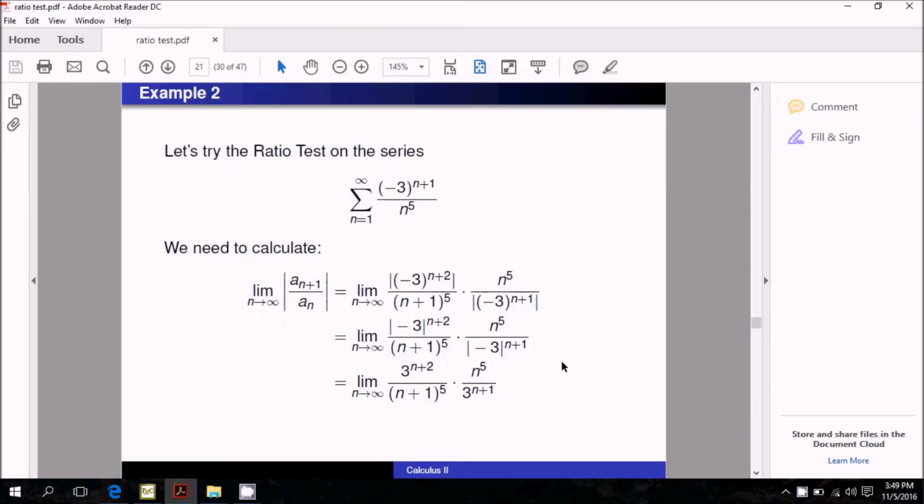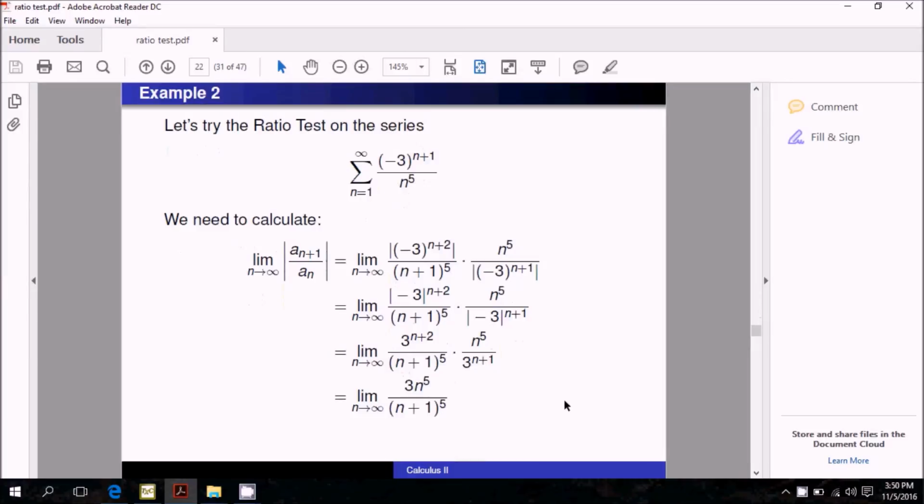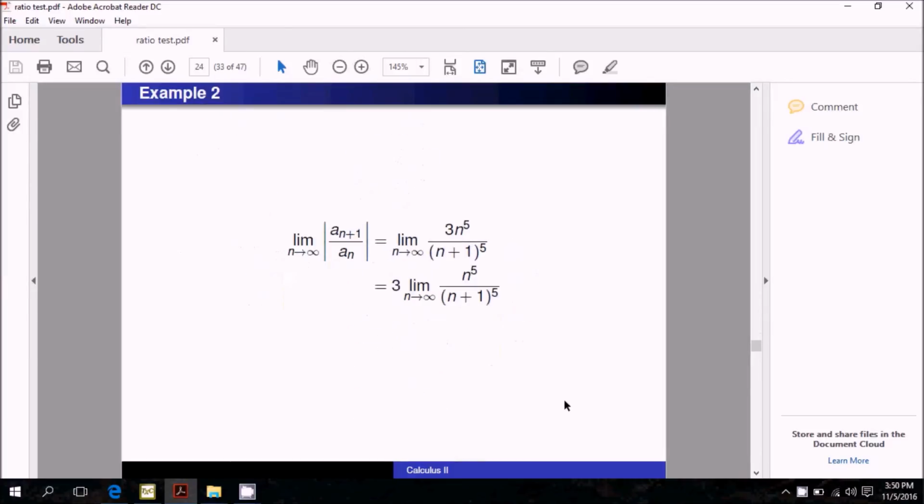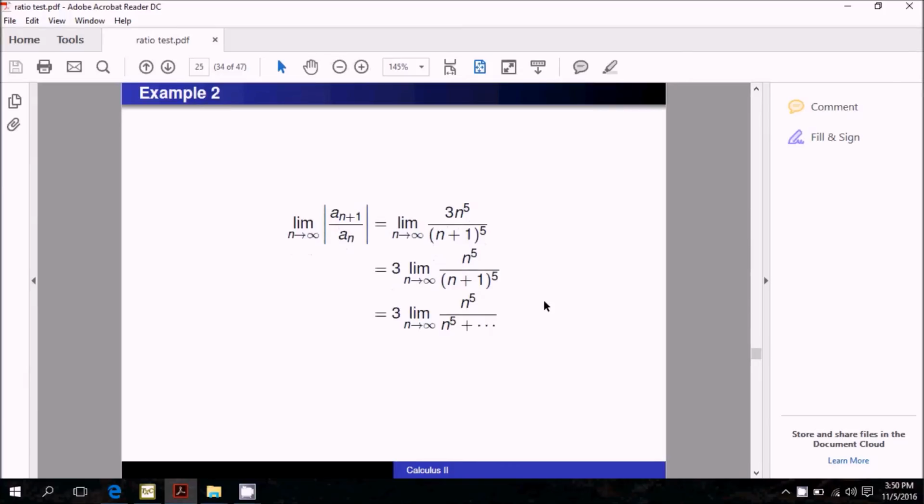Okay, and now this problem becomes very much like the previous one when we're taking this limit. There's one more factor of 3 in the numerator than the denominator, and so the other factors will cancel out, leaving just a 3 in the numerator. That constant factor can come outside of the limit. We can multiply out this n plus 1 to the 5th, but again, the only thing that's going to matter is the n to the 5th term that'll be first in line here.